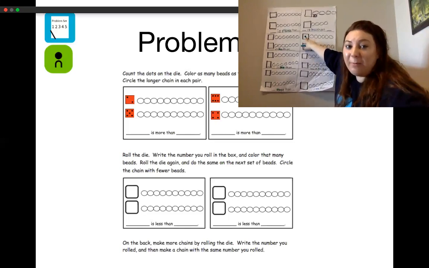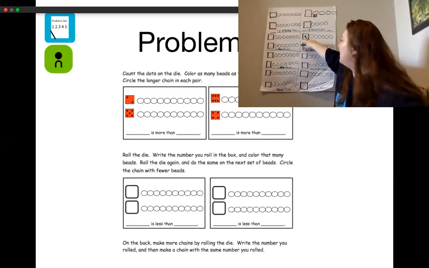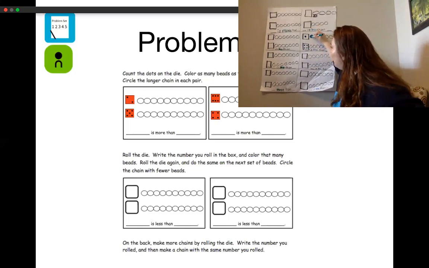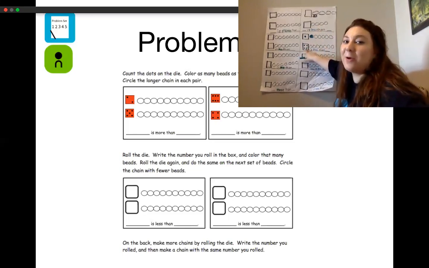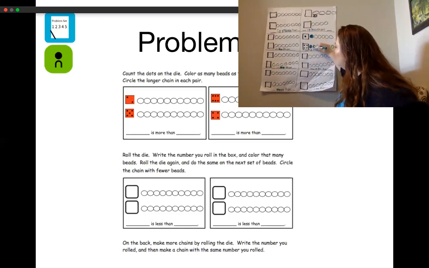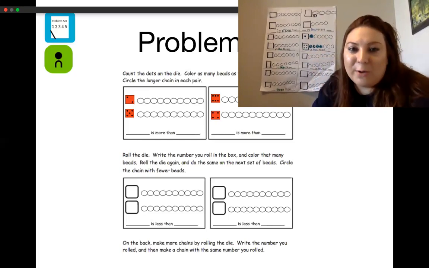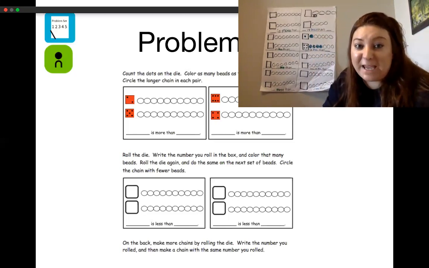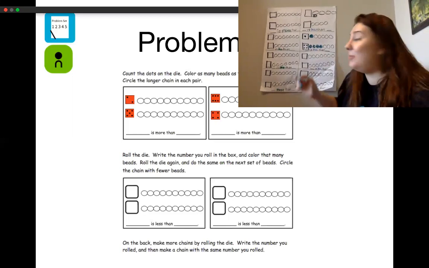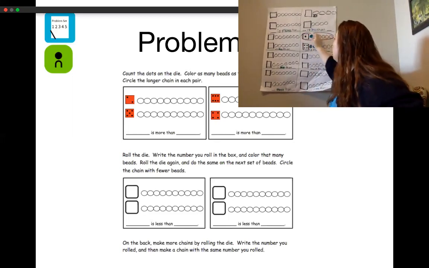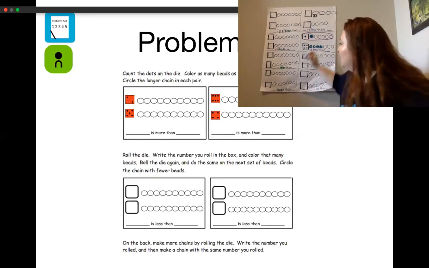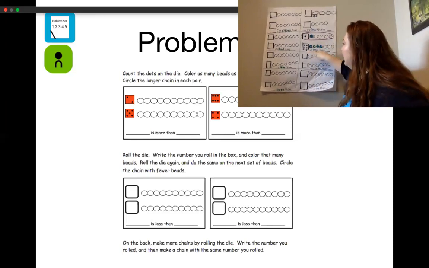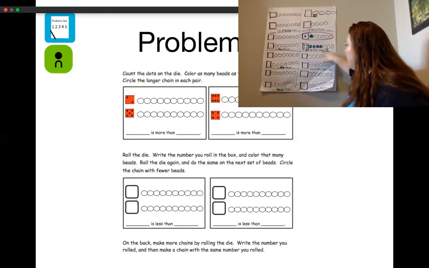I have a 1 here. How many beads am I going to color in? Yes, I'm going to color in 1 bead. What about here? 4 beads. 1, 2, 3, and 4. Now I need to circle the one with fewer, the one with less. Which one has fewer beads? Good job, the one with a 1. And I'm going to fill in my sentence. 1 is less than 4.